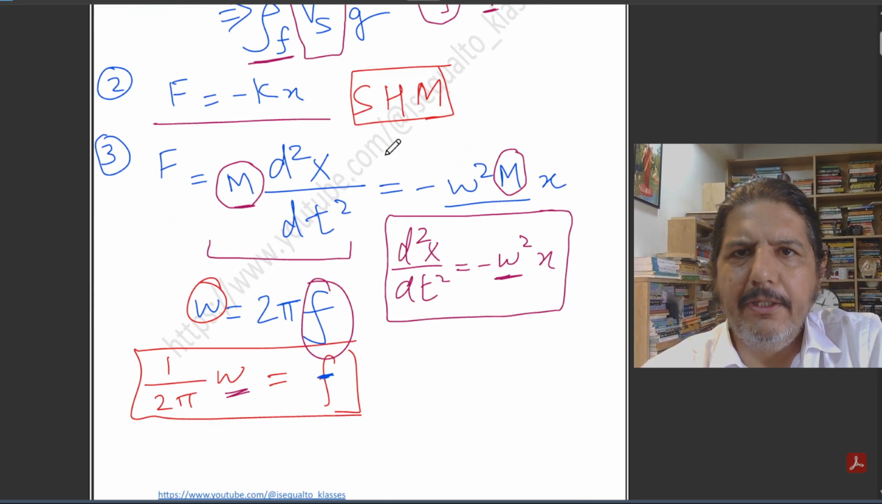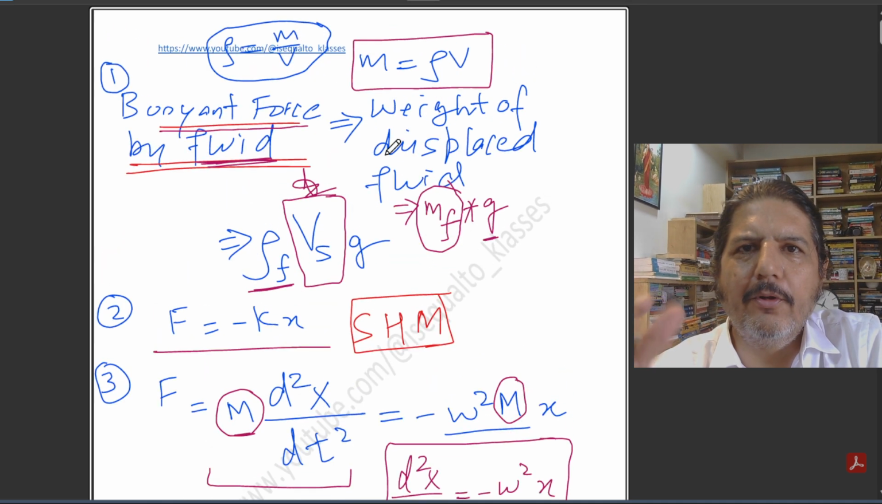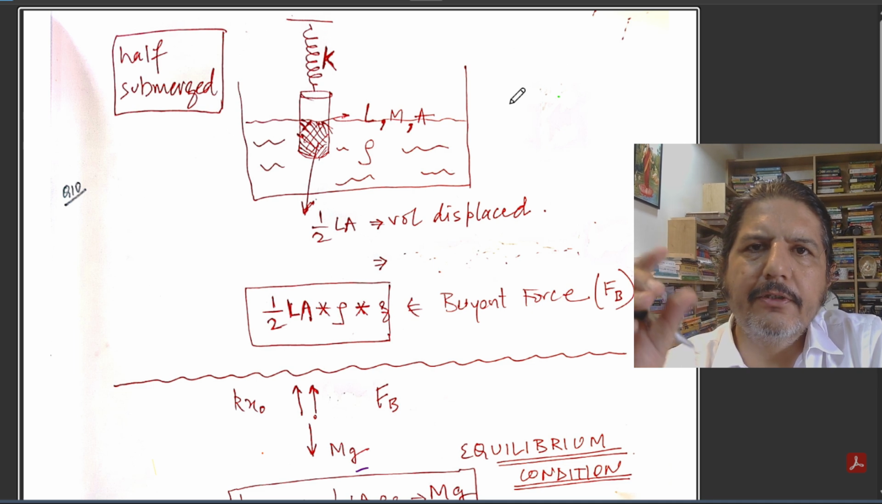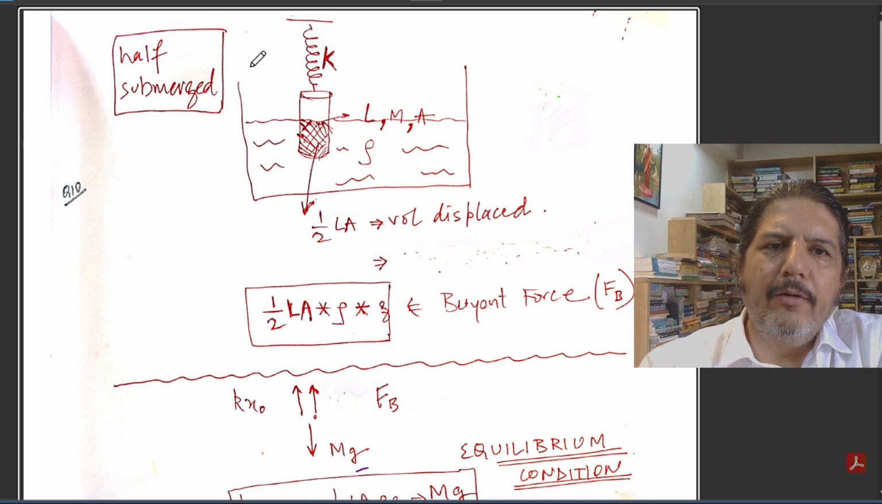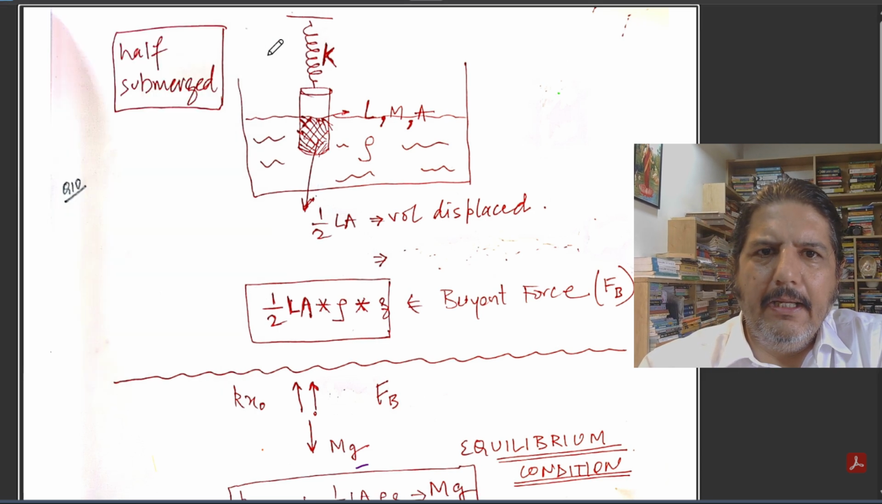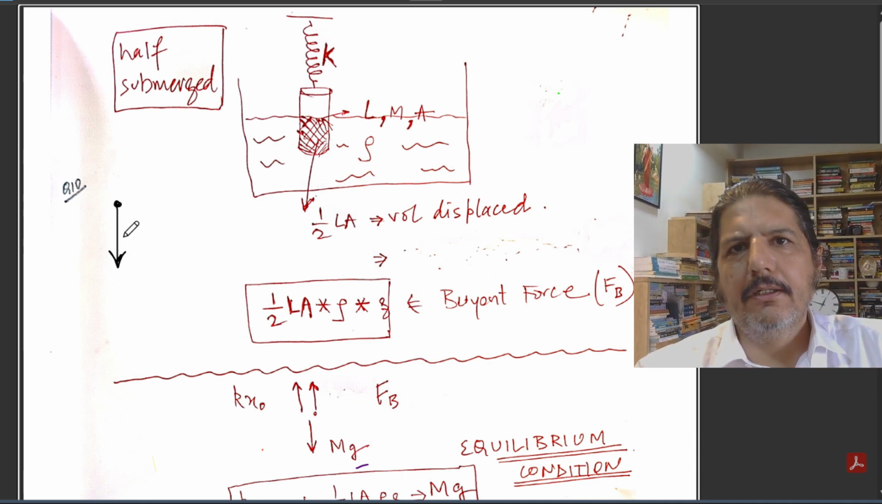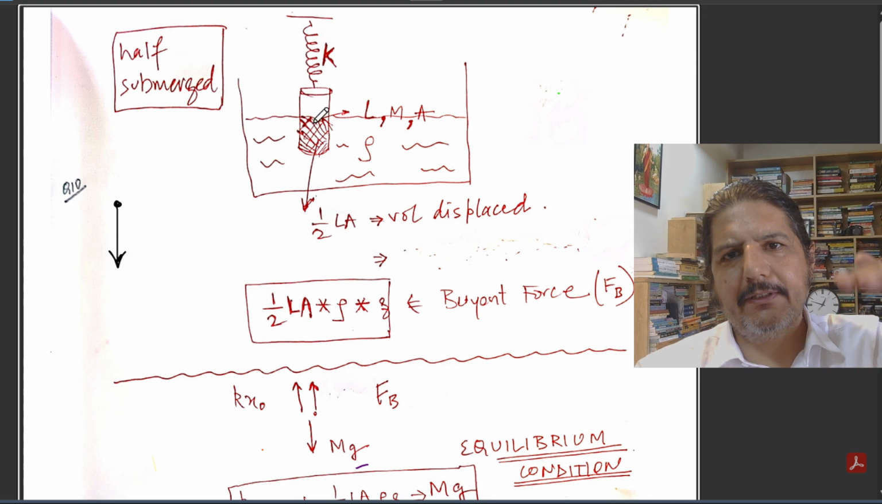And if there is any doubt, please let me know. I'll make a separate lecture, but I won't be discussing in detail any of these formulas now. Okay, now let's come to the question. The first is the equilibrium condition. When we are doing the equilibrium condition, what we need to understand is that there is a weight which is in the downward direction. It is the weight of the cylinder.